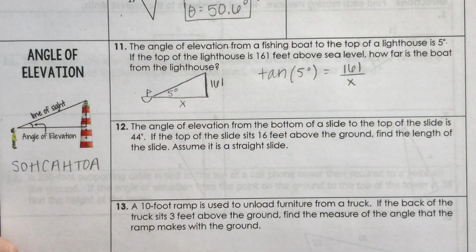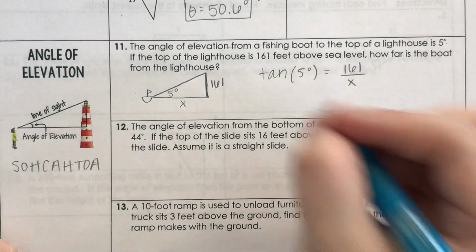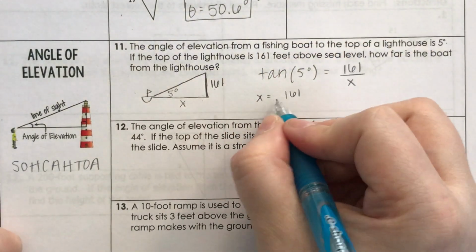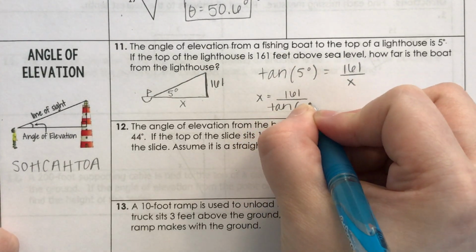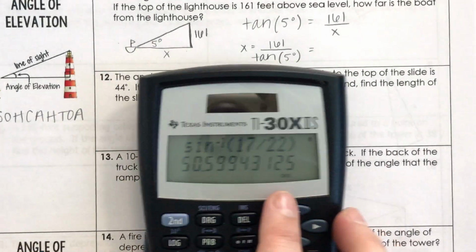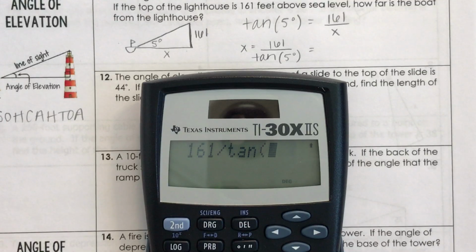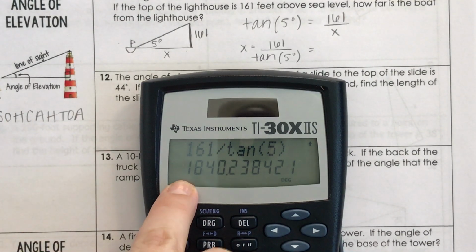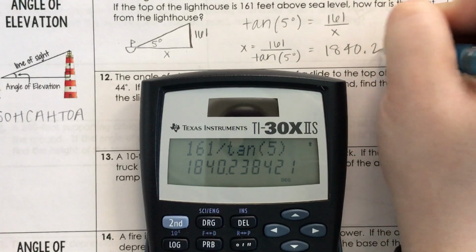Okay, and we know if x is in the denominator, we can just switch these two. So x equals 161 divided by tangent of 5 degrees, and all I have to do is plug that in my calculator. So 161 divided by tangent of 5 degrees, and that gives us 1,840.24 feet.